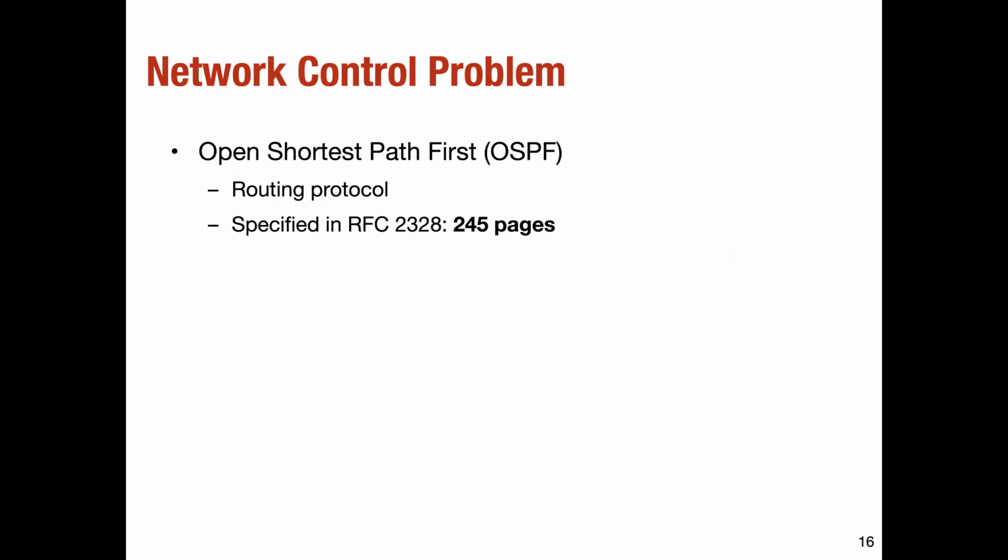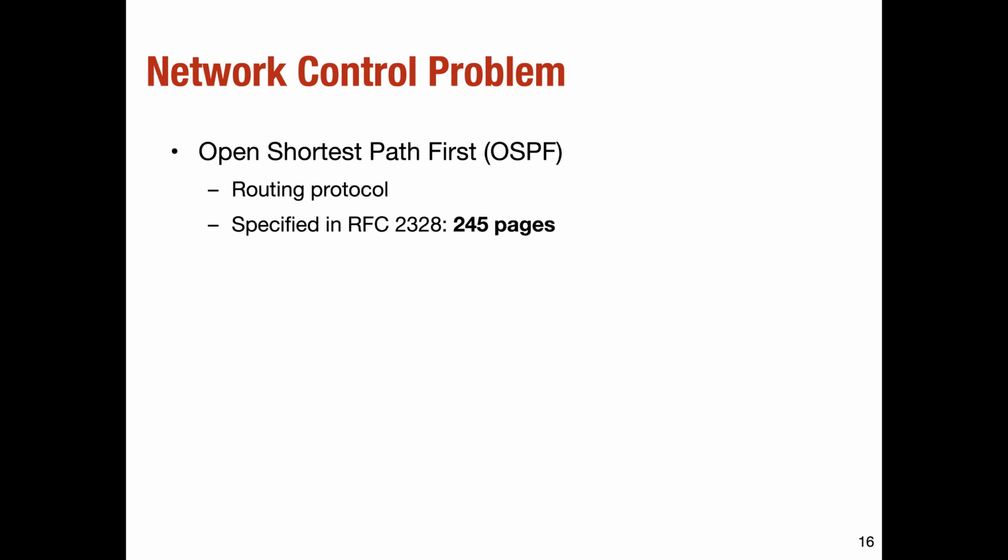So it is a routing protocol. It is specified in RFC. And I think version 2 is what RFC 2328 is all about. And that is 245 pages of specification, right? So when I say 245 pages of specifications, that already is intimidating if I want to make any changes to this type of protocol, right?